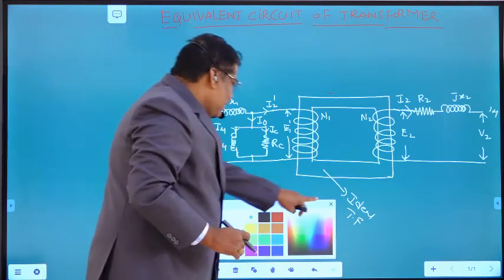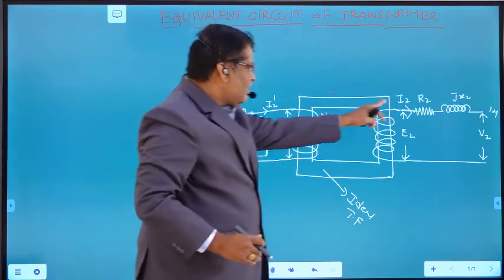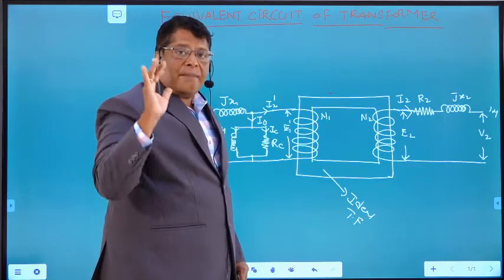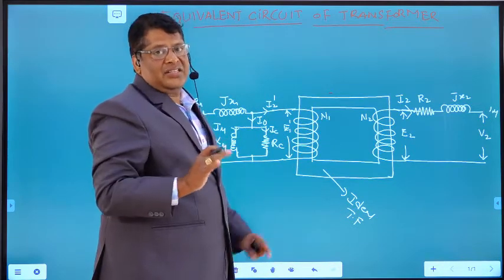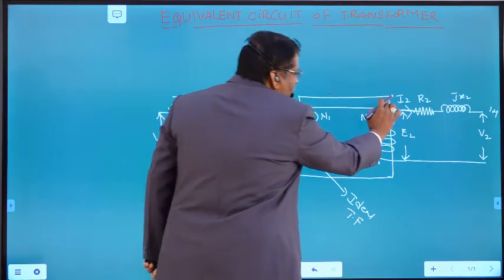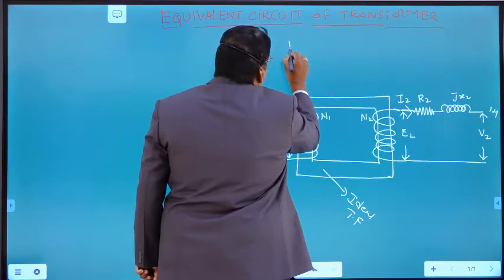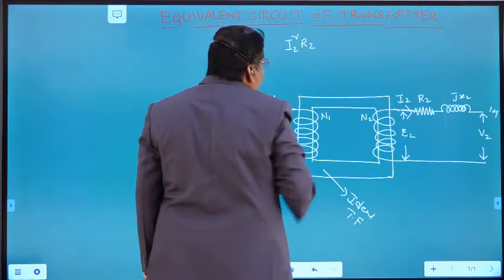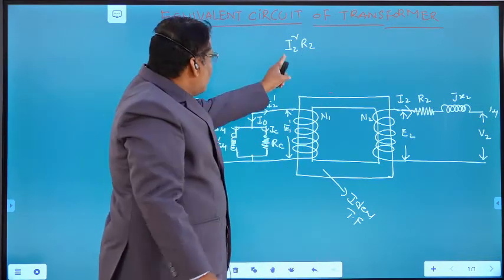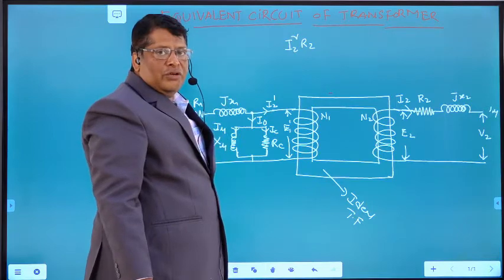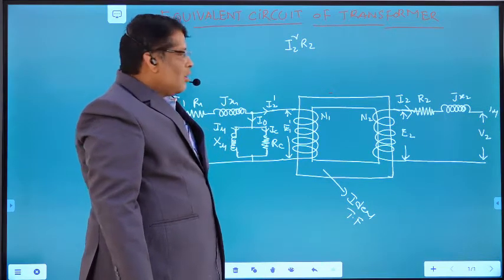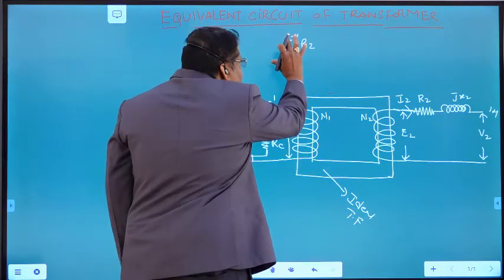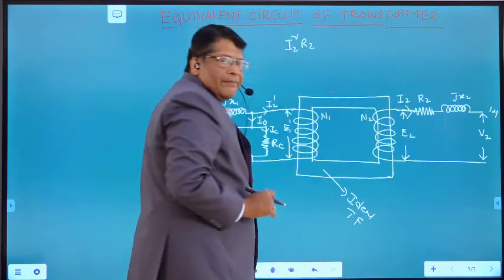So whenever we are keeping this resistor here, it means some amount of copper loss occurs in the resistor. Here I2 current is flowing, so the copper loss across the resistance R2 is equal to I2 square into R2. This is the physical thing that actually happens in the secondary winding.